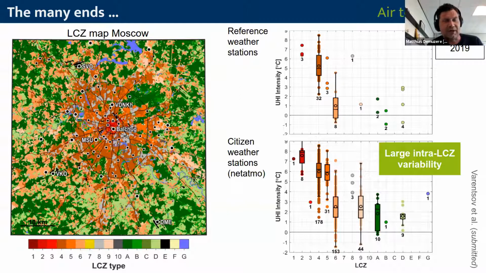The most obvious applications of LCZ maps are, of course, temperature studies, in line with the original intent of the LCZ scheme. In an ongoing study, for example, for Moscow, we are currently assessing the thermal characteristics of local climate zones using an extensive official observation network, which is augmented with hundreds of citizen weather stations, which are retrieved from the Netatmo network.